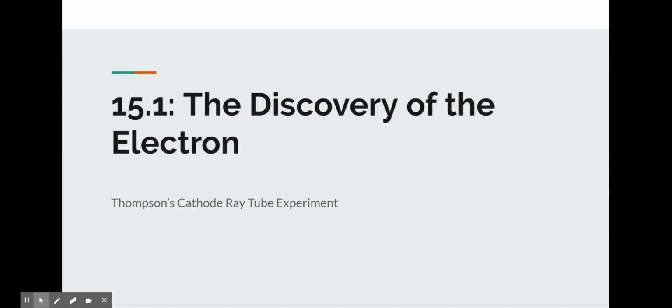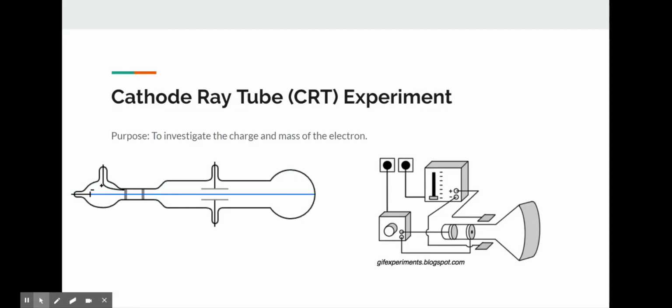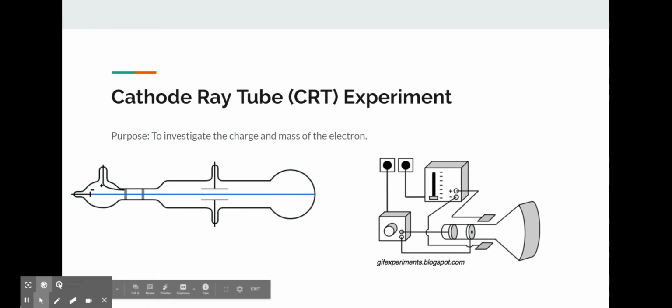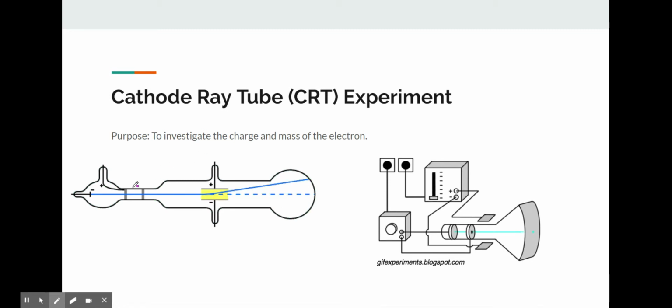We're going to focus our attention on Thomson's cathode ray tube experiment, which really led to two things: the discovery of the electron and some quantitative information about the characteristics of the electron. So the essence of the cathode ray tube experiment can be demonstrated in these two animations here. The one on the left shows a basic operation.